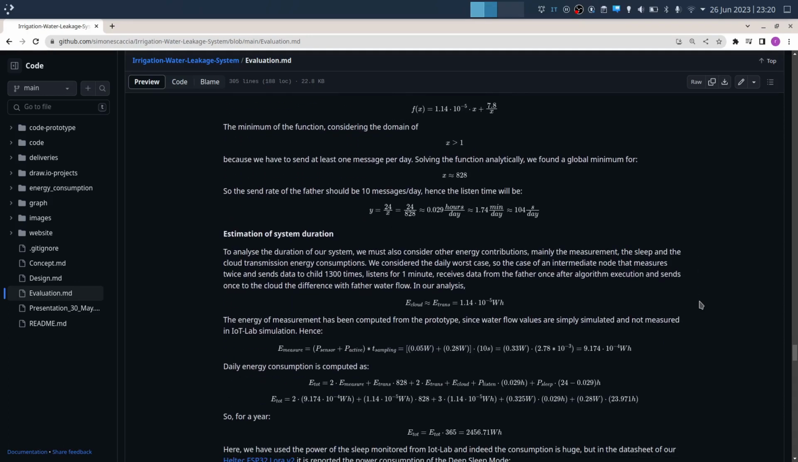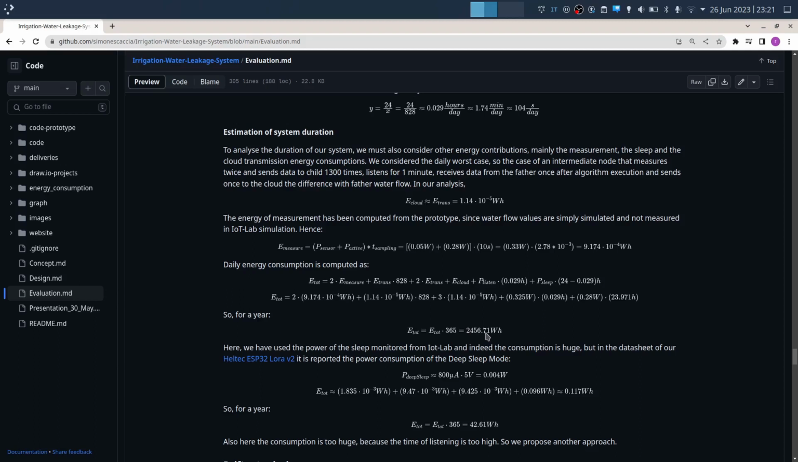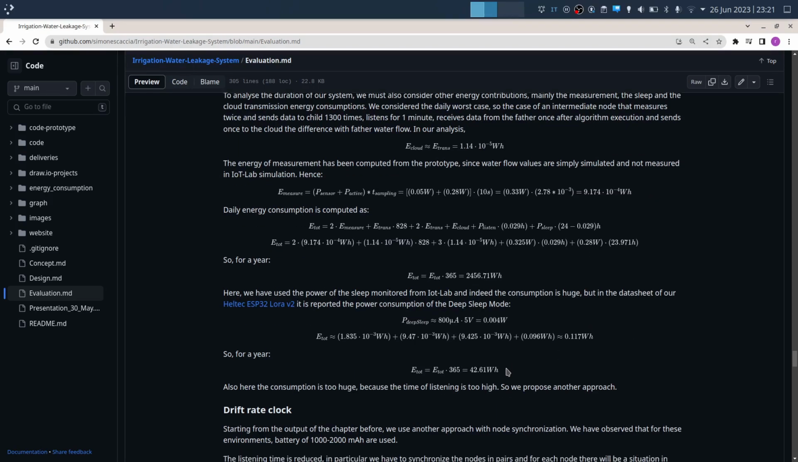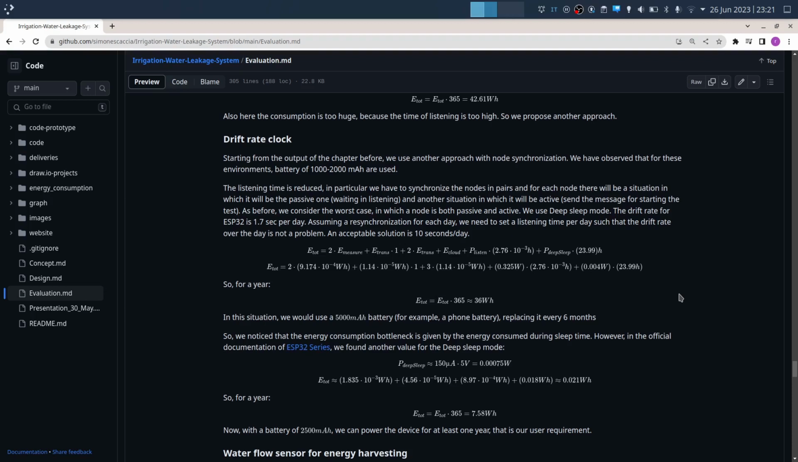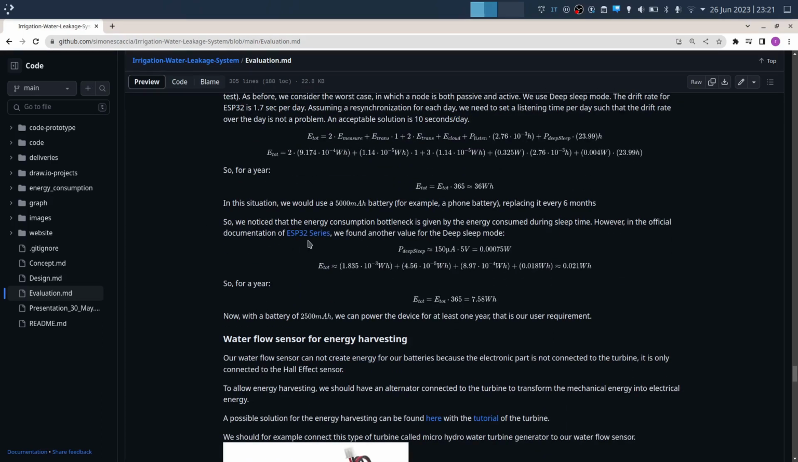We have found that the contribution of the sleep is too high, and so we have found in the datasheet of the Heltec a lower sleep consumption, in particular the deep sleep. So with this we have found a lower value of energy, in particular 42 watt-hour. After that, we have used another approach. This other approach is called drift rate clock. So we have synchronized the two boards and we have used the same deep sleep. With this, we have found a similar energy. After this, we have found another datasheet with the ESP32 series, and here the energy is 7.78 watt-hour. This is perfect, but we have to see what your case and your board are.